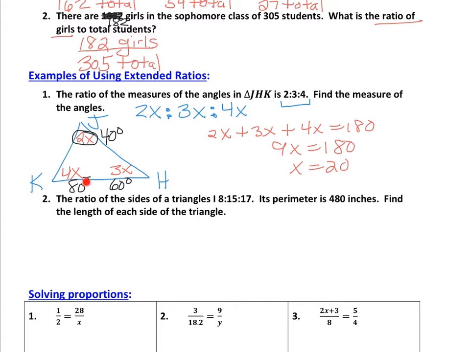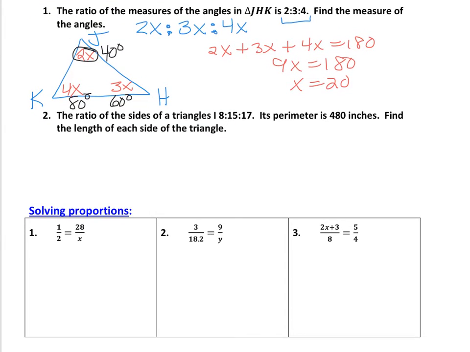40 plus 60, of course, is 100, plus 80. So everything checks out. You should always check your answers. All right, the ratio of the sides of a triangle are 8 to 15 to 17, and the perimeter of this triangle is 480 inches. So let's take a look at that.